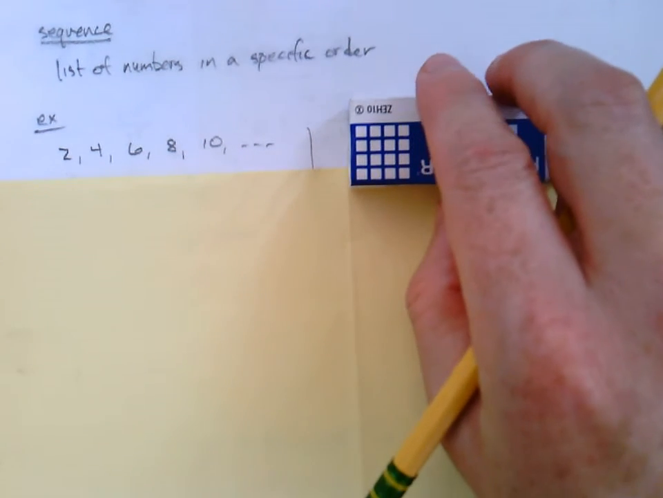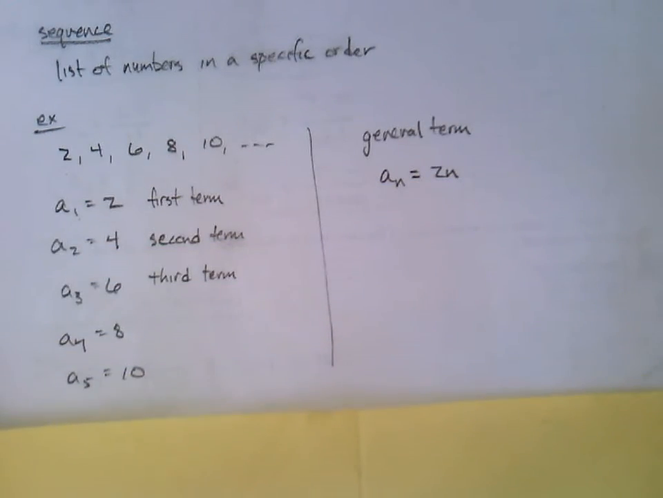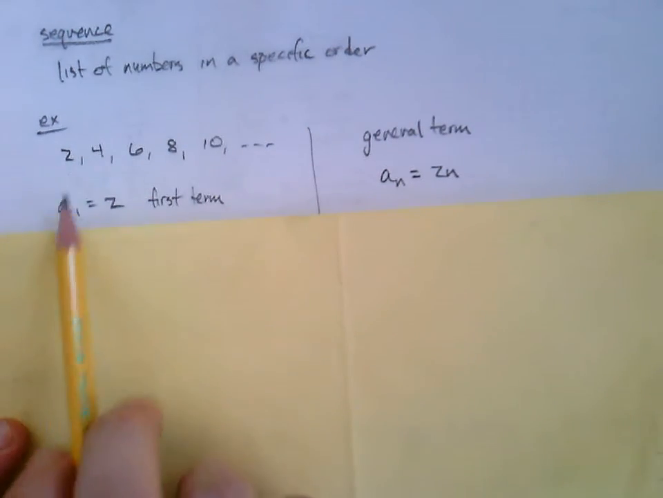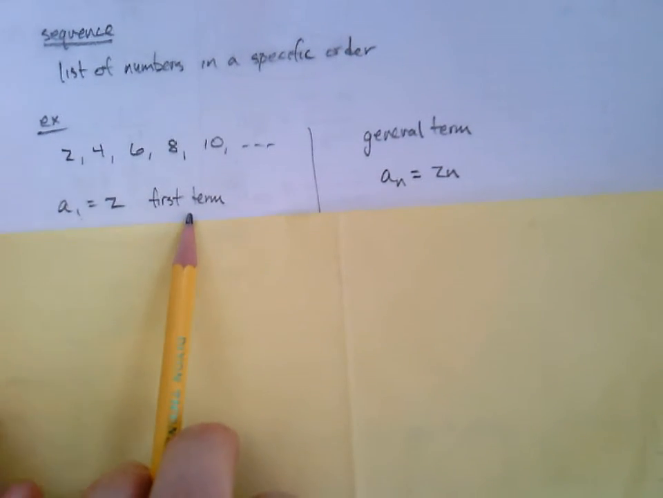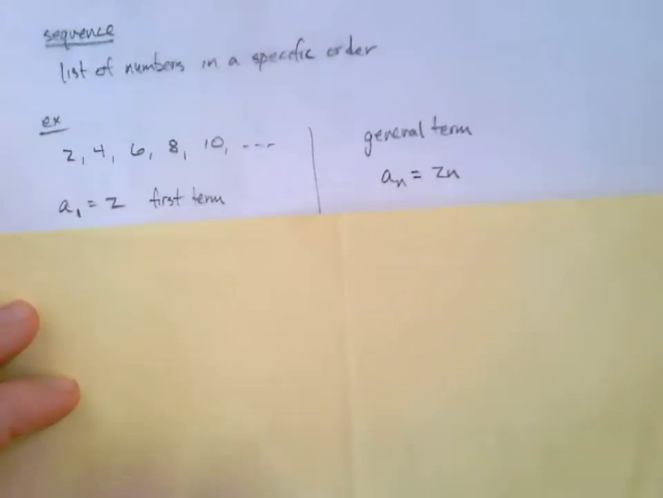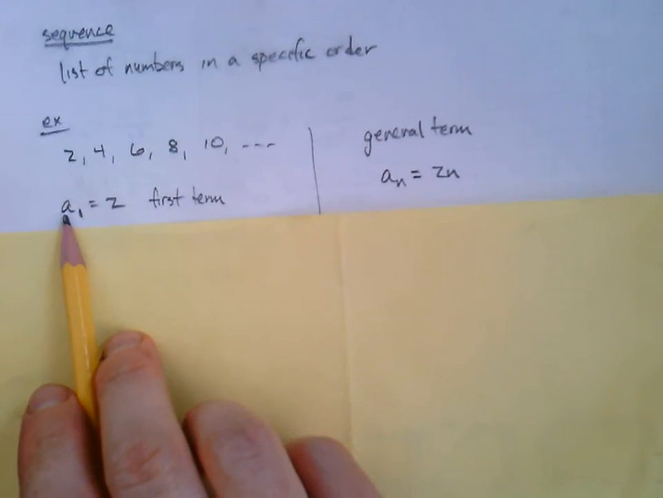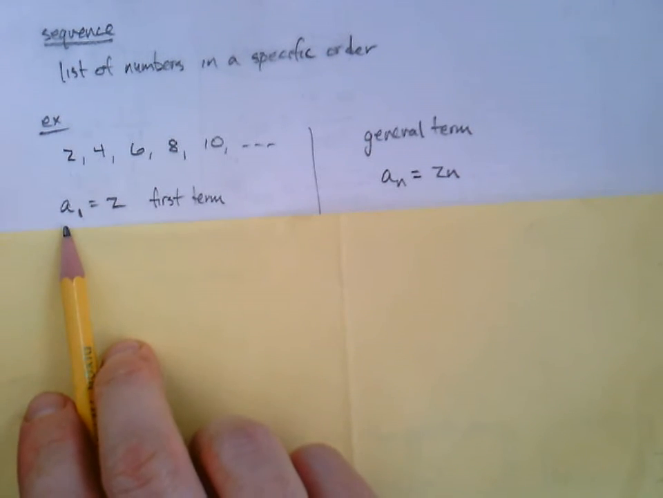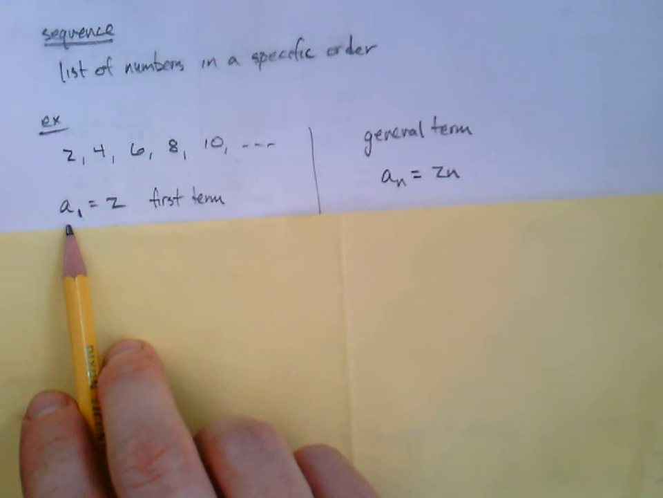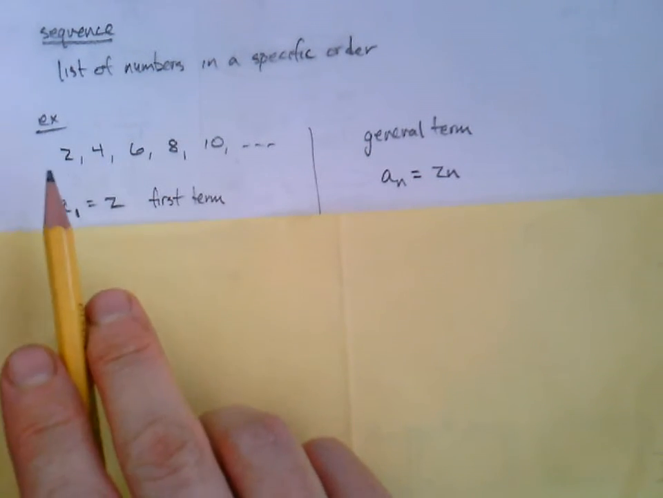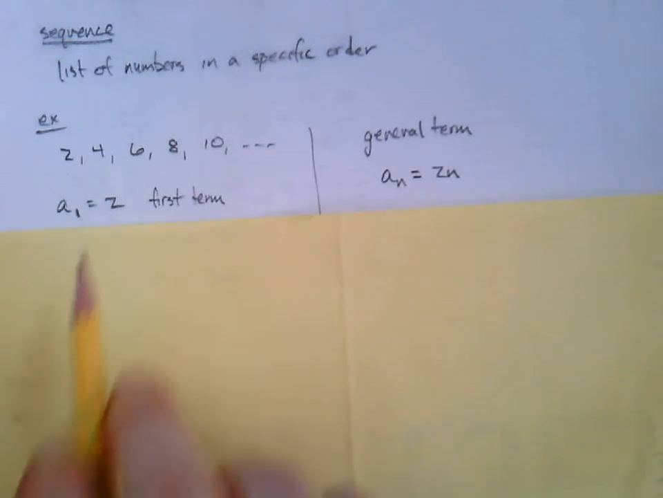And just to give some key terms for what's happening here. The 2, we call that the first term. And here's the notation that we use. We use a lowercase a sub 1 for the first term. Why the letter A? My best guess is because it's the first letter of the alphabet, and that sub 1 indicates that it's term number 1. The first term equals 2.